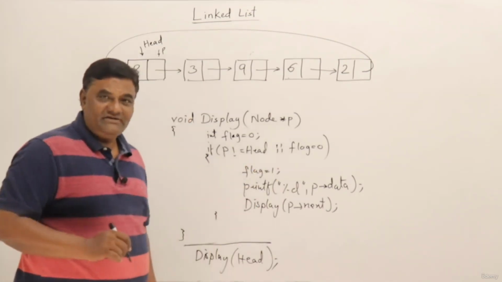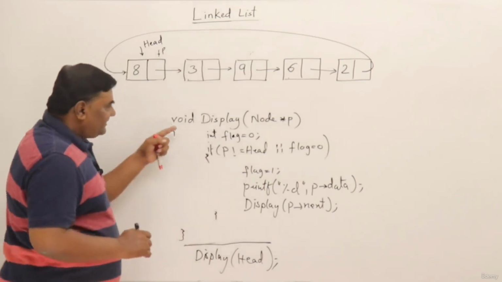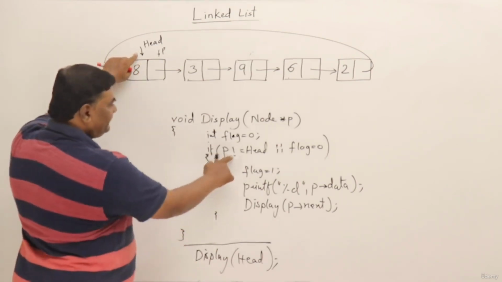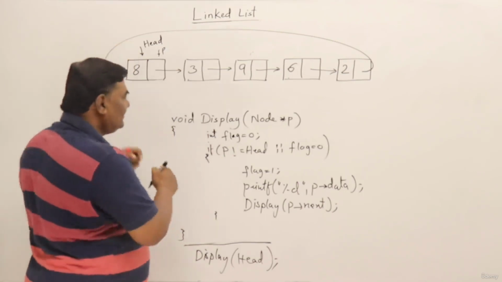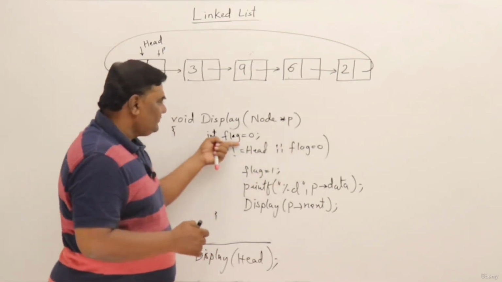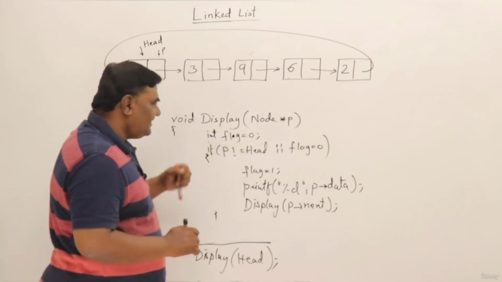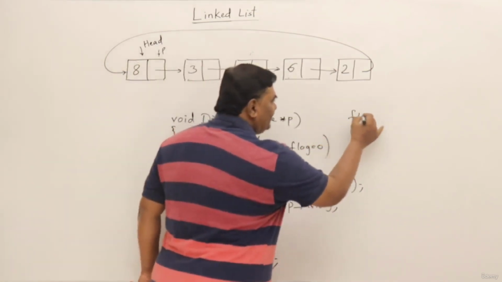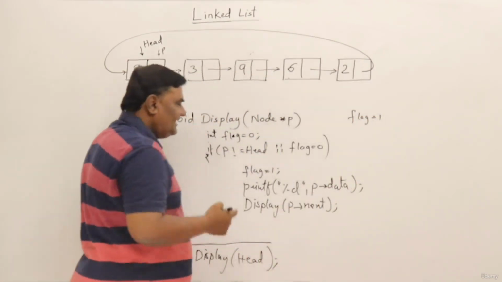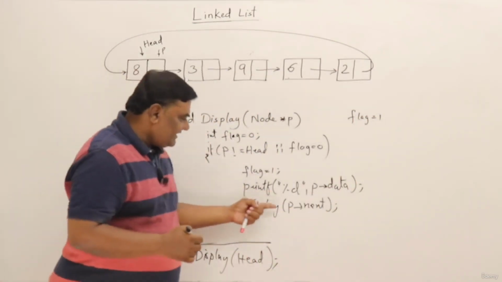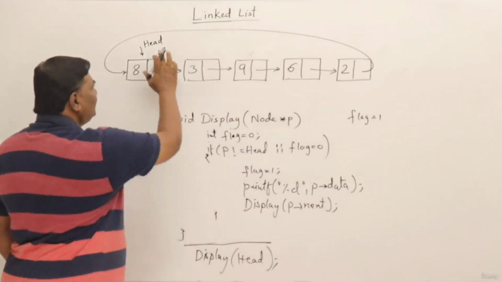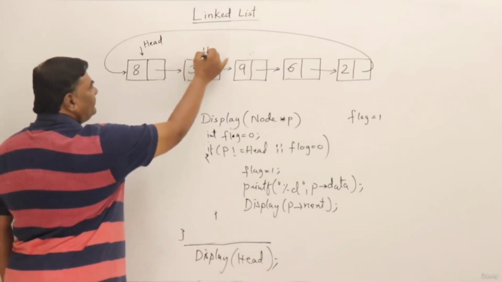Let us trace this. First time P is here. P not equal to head? No, it's equal, false. But flag is 0? Yes, flag is 0. Then enter inside and make flag as 1. So flag will become 1. Then print the value and call itself for the next node. So the function will be called upon the next node.